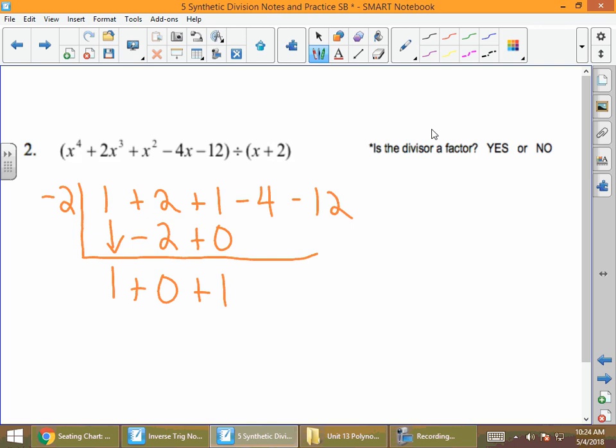Negative 2 times 1 is negative 2. Negative 4 minus 2 is negative 6. And negative 2 times negative 6 is positive 12. And negative 12 plus 12, again, I'm going to write positive 0.